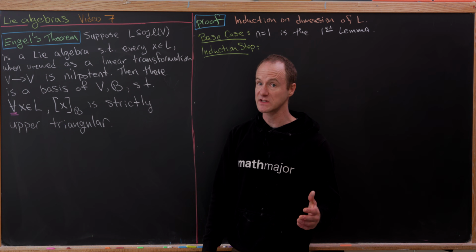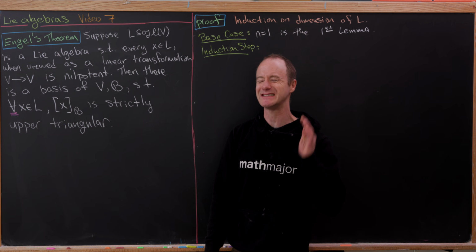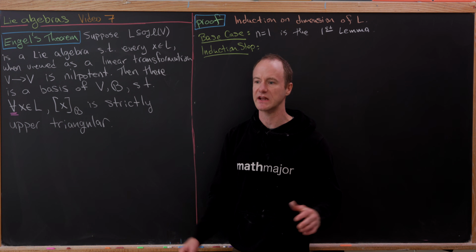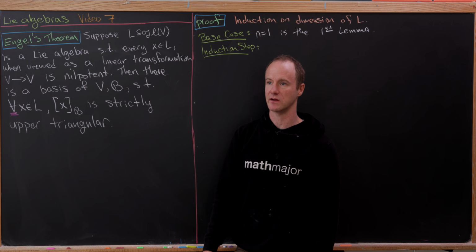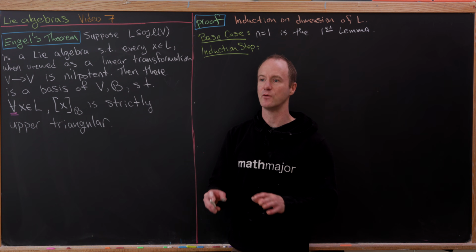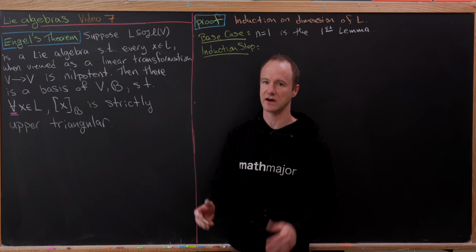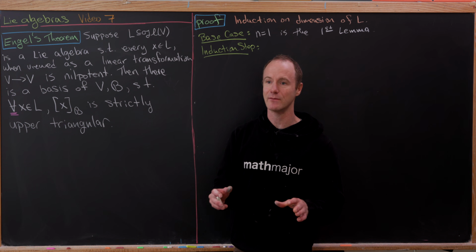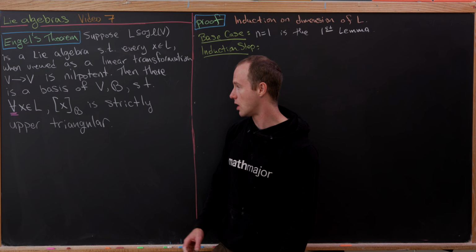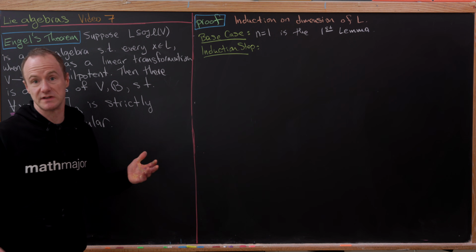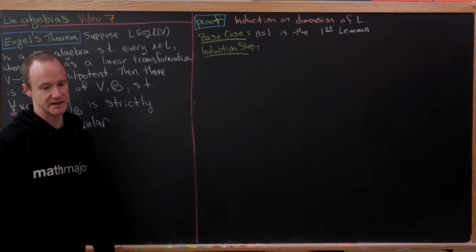Okay, so the first lemma we did showed that if we had a single nilpotent linear transformation, we could express that as a strictly upper triangular matrix. This says that if we've got an entire Lie algebra of linear transformations that are nilpotent, we can simultaneously express them all as strictly upper triangular matrices. So that's what's interesting and powerful about this.